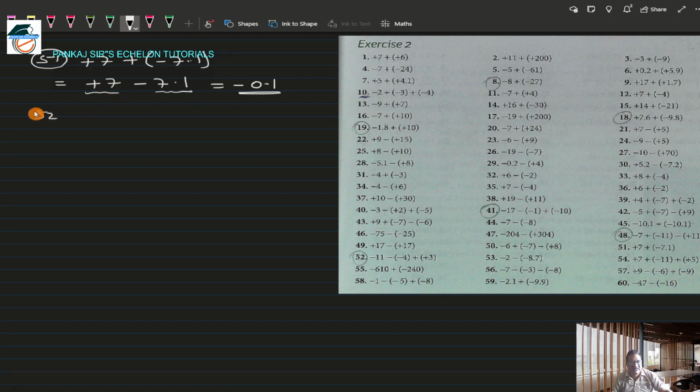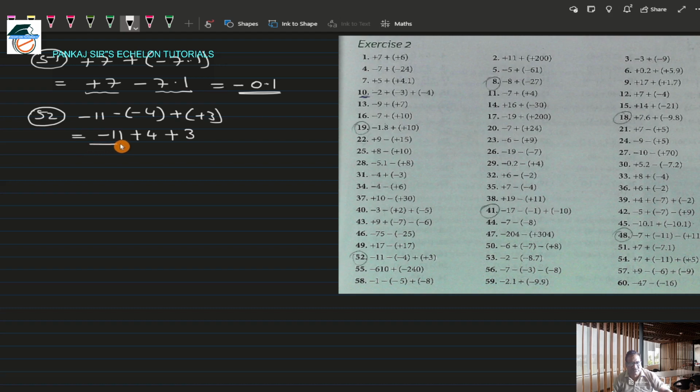Now let us move on to the 52nd. The 52nd question says minus 11, then minus of a minus 4 in bracket, then plus of a plus 3 in bracket. First I'll get rid of the brackets. So minus 11 I'll write as it is. Minus into minus will make it plus, and then 4. Plus into plus will be plus, and then I'll write 3.